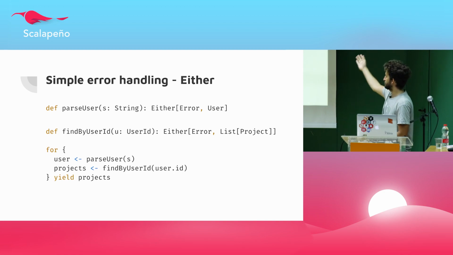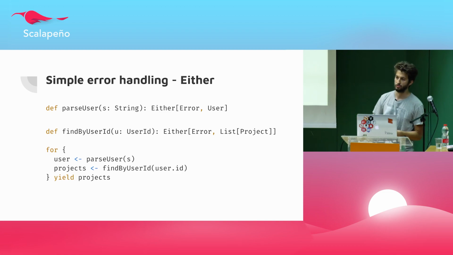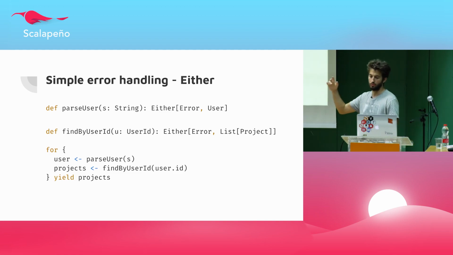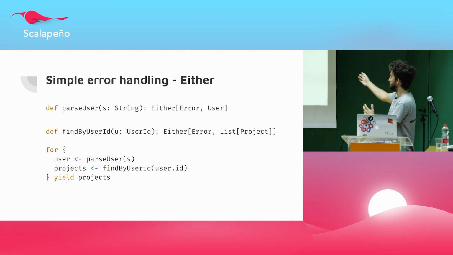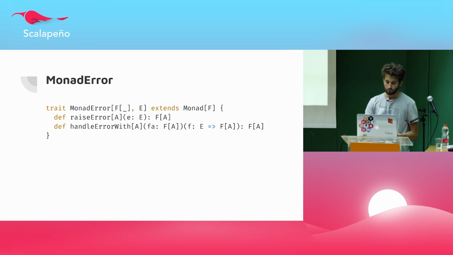So we have these two functions. Parse user either parses correctly and returns a user, or returns an error. And we can find users by ID. Usually this kind of thing would be an effect, but in this case it's not. It can either return a list of projects or an error. Then we can combine them using their monad instance and this for comprehension, which is basically just sugar for a flatMap and map from the monad type class. So that's easy. What else can we do?